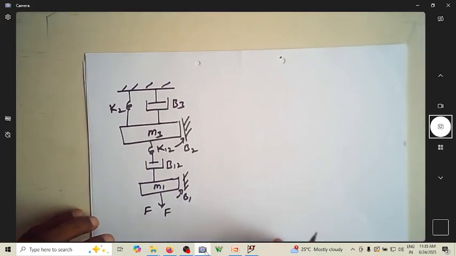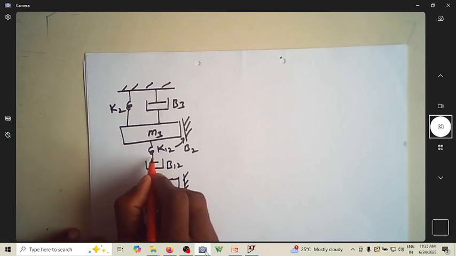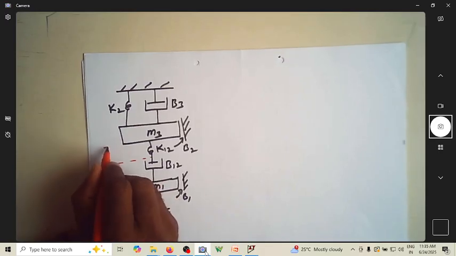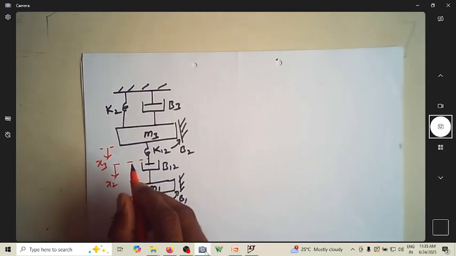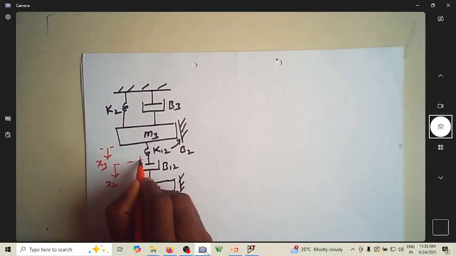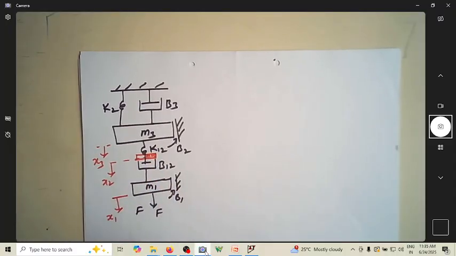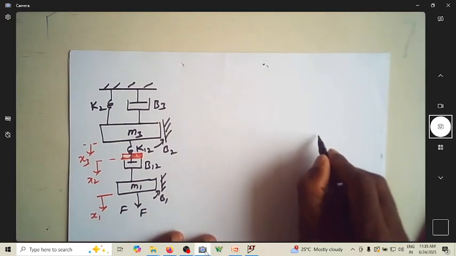Before we start writing the FBD, let us identify the displacements. So this is displacement x1. Here there is one more displacement x2. Here there is another displacement x3. There are three displacements. We can consider a dummy mass with m equal to 0. Now we can write the FBD. Maybe you can write the FBD in this way.